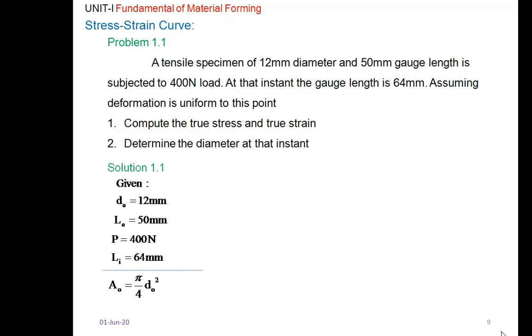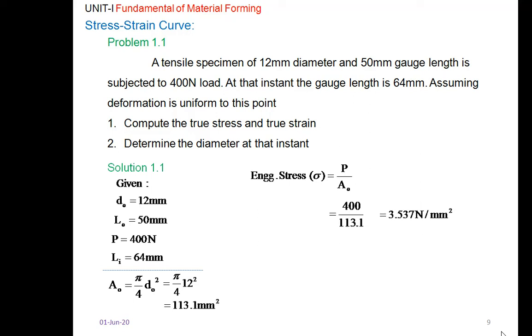We have to calculate the original cross-sectional area. So it is 113.1 mm square. Engineering stress can be found out as 400 by 113.1. So it is 3.53 Newton per mm square. Engineering strain is the change in length divided by original length, 64 minus 50 by 50. So engineering strain you have calculated is 0.28.